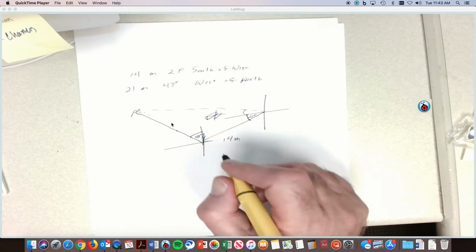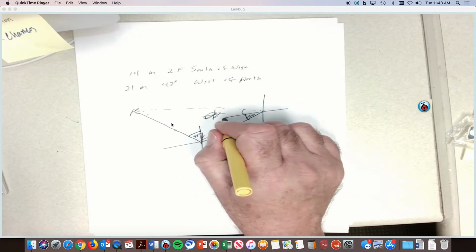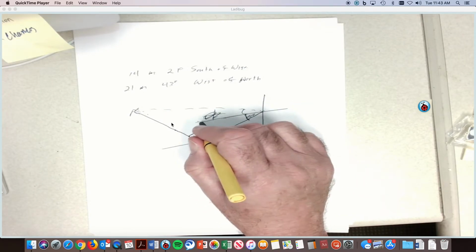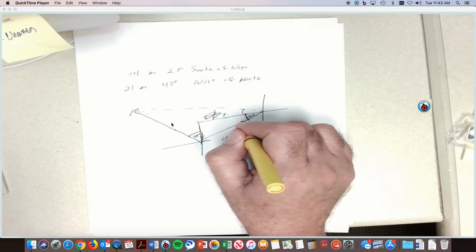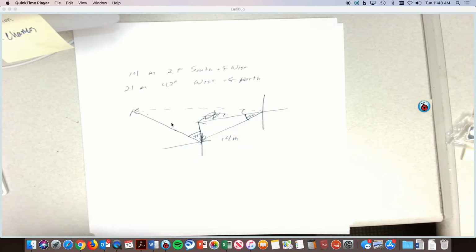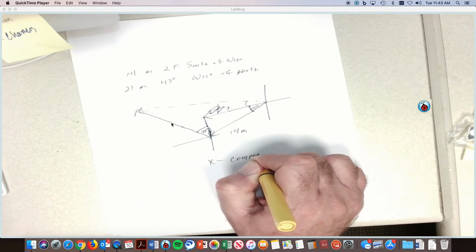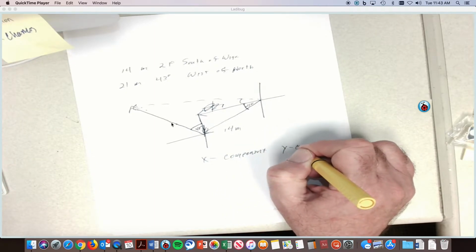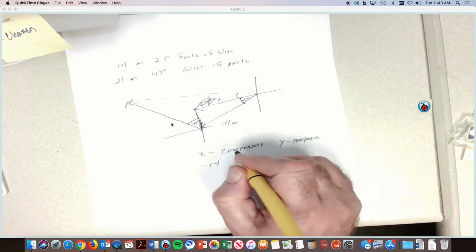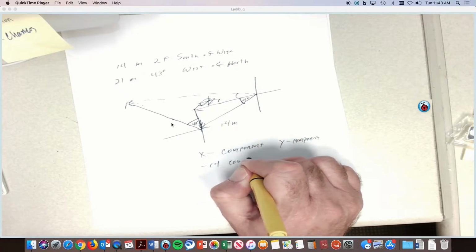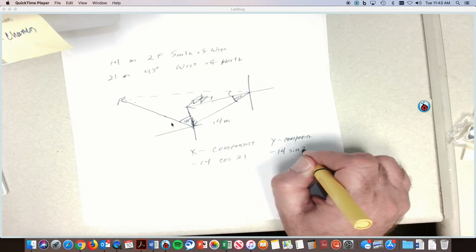I don't like doing it this way, so basically all you've got to do is find your components. Notice this guy has an x component for the 14. This is for vector 1. He's got an x component here and a y component here. So let's just write down our components. Let's get the laundry list going. X component, y component. The x component would be negative 14 times the cosine of 21, and the y would be negative 14 sine of 21. Those are its two components.